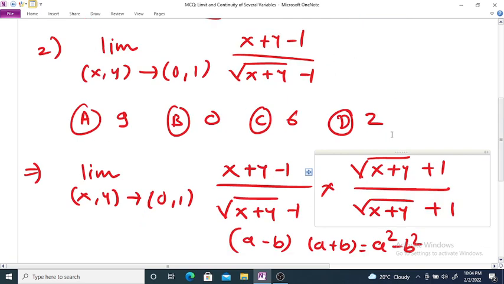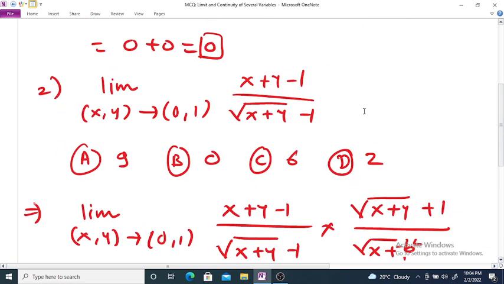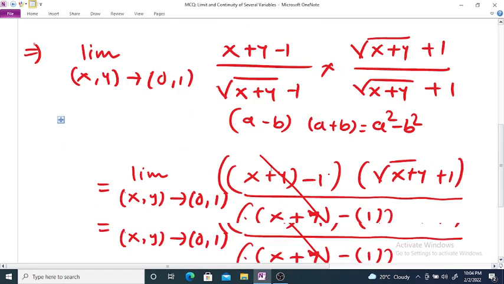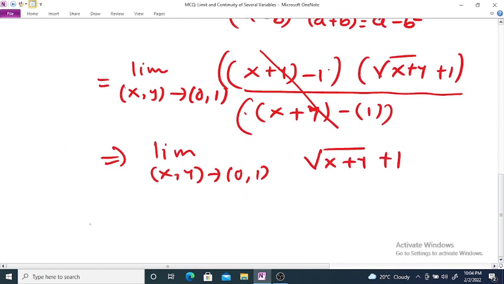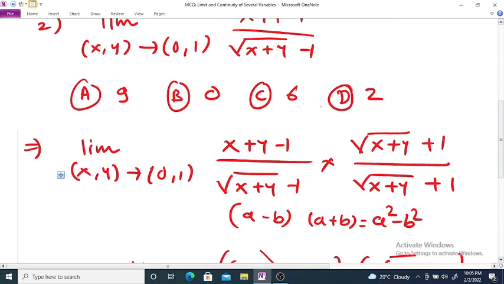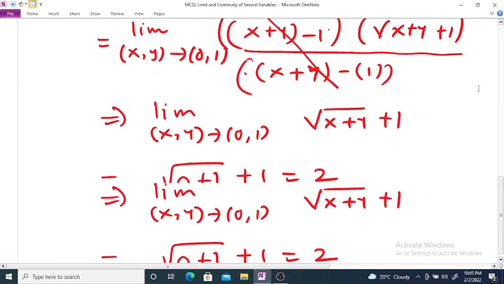Now here at the first step we cannot directly put the limit x = 0, y = 1, because the denominator becomes zero. But here you can, if you put x = 0 and y = 1, then the value is √(0 + 1) + 1, which is equal to 2. So the answer is 2, and the correct option is D.